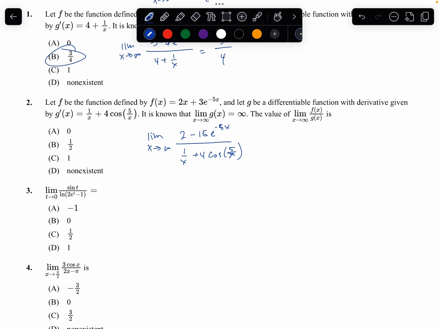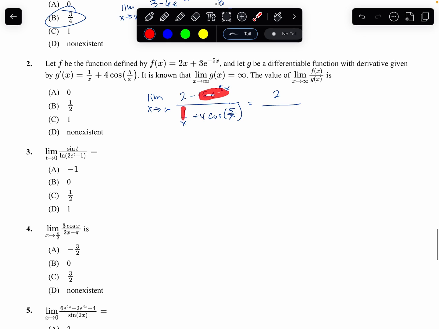And then at infinity, it becomes 2 over, so this becomes 0. This becomes 0 right here, so then we get 4 cosine of 0, because this becomes 0 at infinity, and cosine of 0 is 1, so we get 2 over 4, which is equal to 1/2.